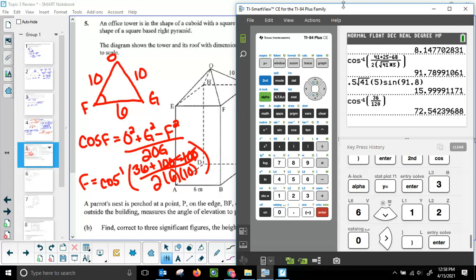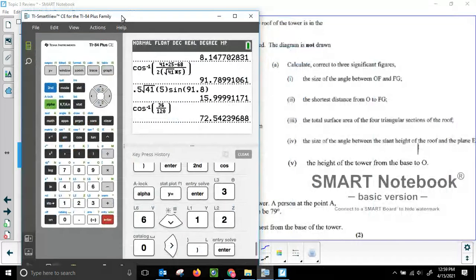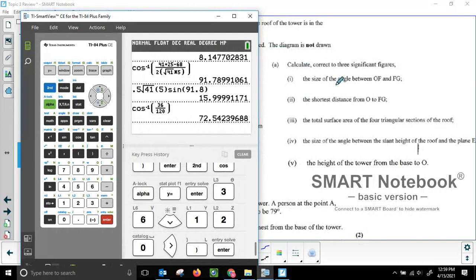Now, when they tell you to 3 sig figs, which they did specifically, they would not accept the complete answer, right? If they specifically tell you, you have to write that. So in this case, 72.5.